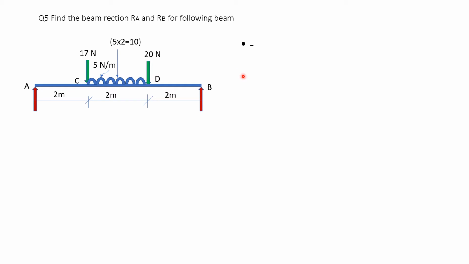First we will calculate the reaction RB. RB will be equal to, the first force is 17 going downward, distance from A is 2, so 17 into 2, clockwise. For this 20, it is 20 into the distance from A, which is 4, so 20 into 4, and it is going downward on the right hand side, so positive 20 into 4.